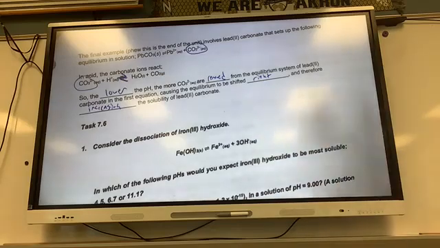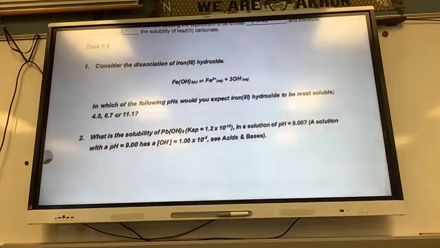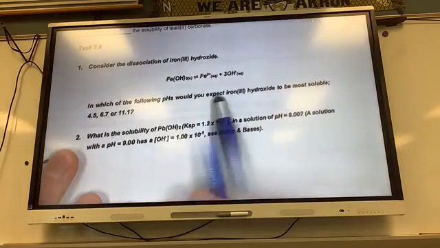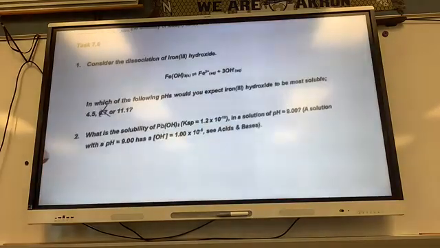Okay. All right, consider the dissociation of iron 3 hydroxide. Here's the equation. In which of the following pHs would you expect iron 3 hydroxide to be the most soluble? Which one can I immediately get rid of? What does this mean to us, right? You know it's going to be one of the extremes, right? So the question is, is it lower pH or higher pH?